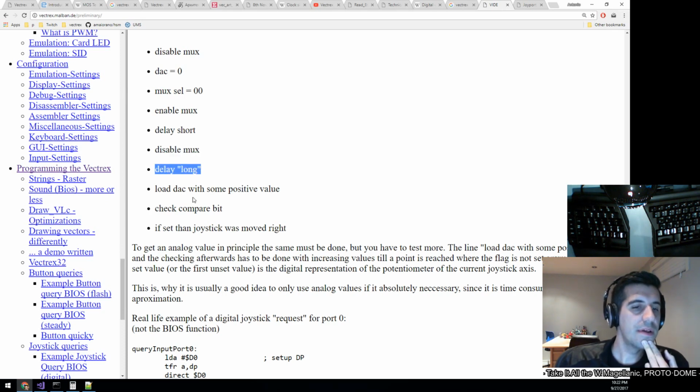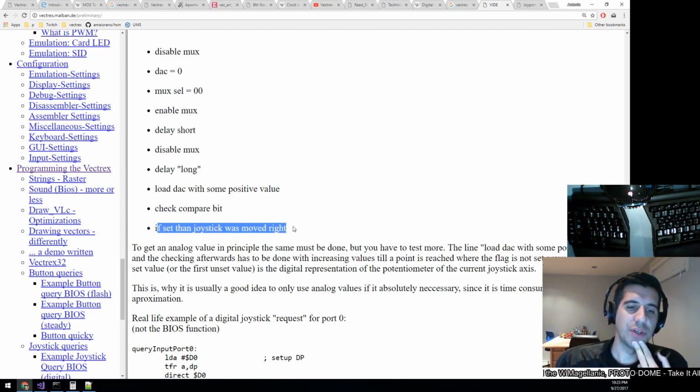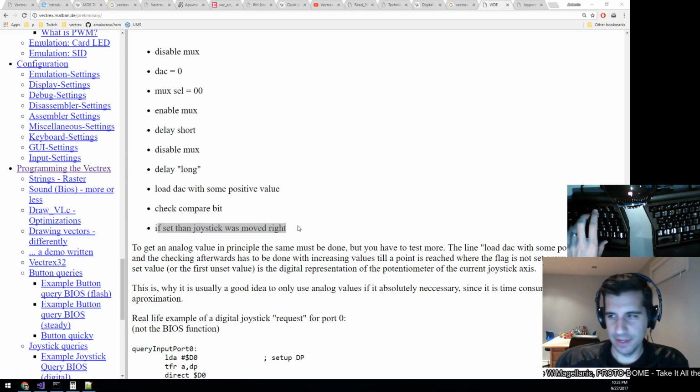Delay long, load DAC with some positive value, check compare bit. If set, then joystick was moved right. It's cool, right?